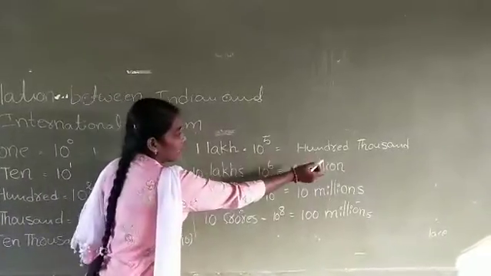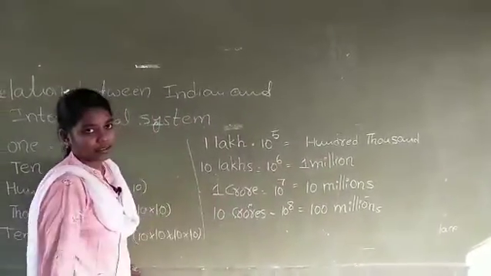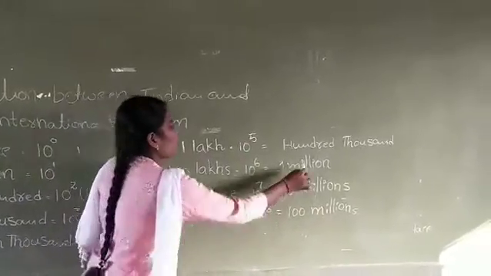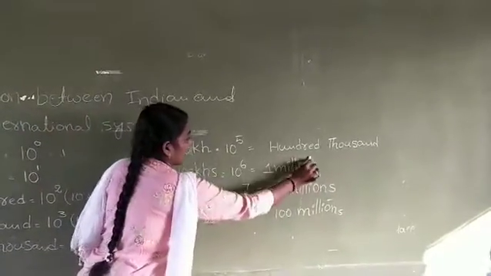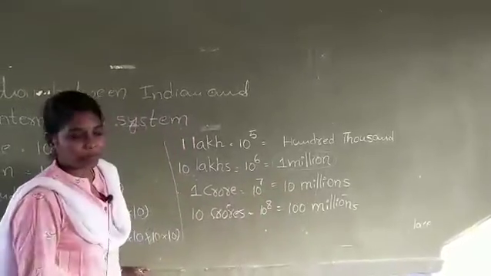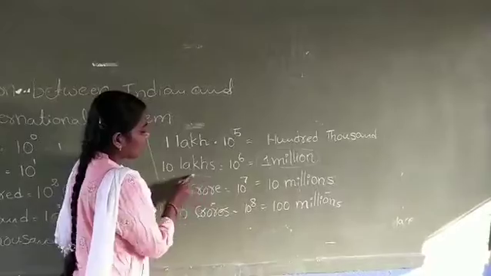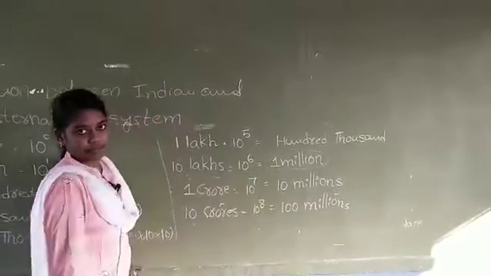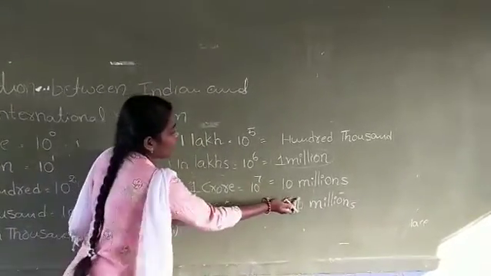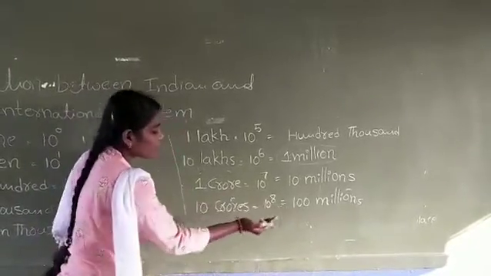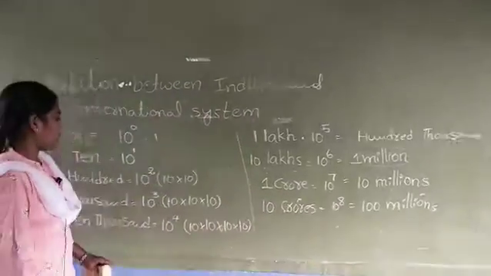In the same way, 100,000 is equal to 1 lakh. In the examination, they ask like this: what is the value of 1 million? The value of 1 million is 10 lakhs or 10 to the power of 6. In the same way, the value of 10 millions is 1 crore. 100 millions is equal to 10 crores.